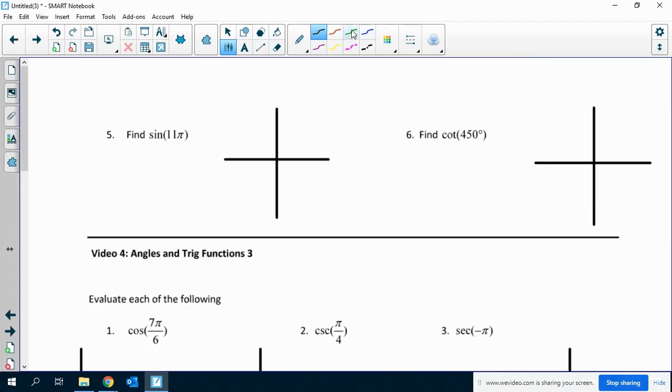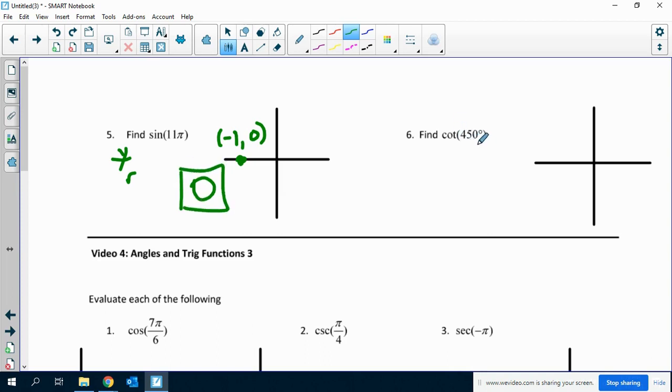2 more problems to do before we're done. Sine of 11 pi. So 1, 2, 3, 4, 5, 6, 7, 8, 9, 10, 11. 11 pi puts us as a quadrantal angle on the negative x-axis. So if I'm doing sine, sine is y over r. Y is 0 in this problem, so 0 divided by 1 is 0. So sine of 11 pi is 0.